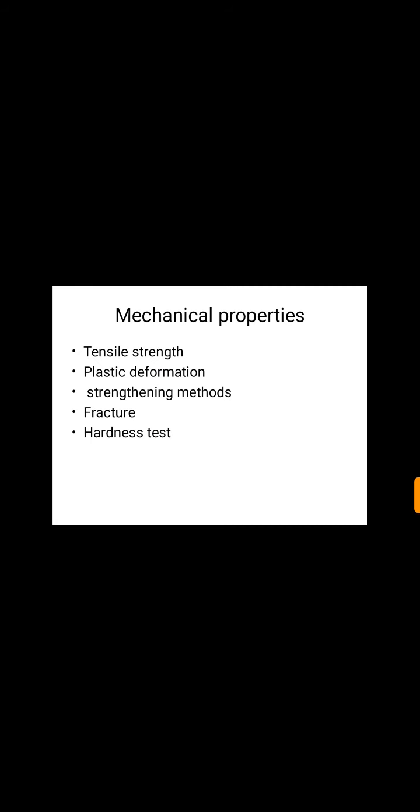Let us see Unit 5, mechanical properties. In this unit, there are five major topics: tensile strength, plastic deformation, strengthening methods, fracture, and hardness test. The first foremost topic is tensile strength.